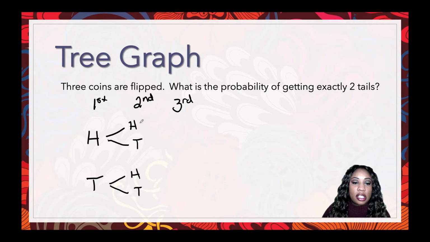So I'm going to do the same thing. I'm going to break each one up into heads or tails. So this is saying heads, heads, heads, then heads, heads, tails. So those are my first 2 possibilities if I have 3 coins. So I'm going to do the same thing.